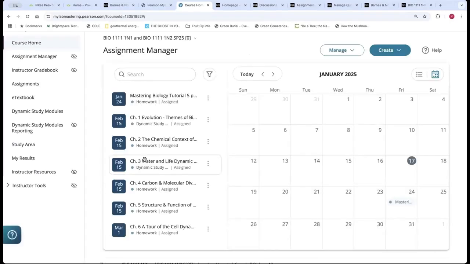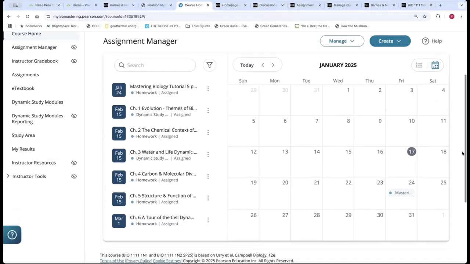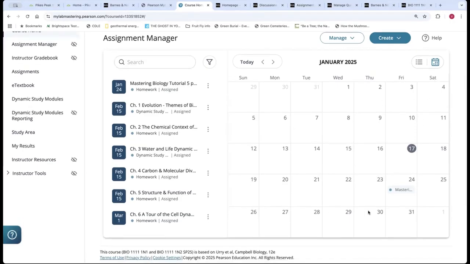You're going to find an assignment list, okay? You may find it in two different fashions. You might find it in this calendar list. As you can see, we're here, January, and there's your first assignment due, your Mastering Biology 5-point. It's a tutorial. Very simple, to the point, and yes, it is required. This is the only thing that I require on Mastering Biology. Everything else is possible extra credit.